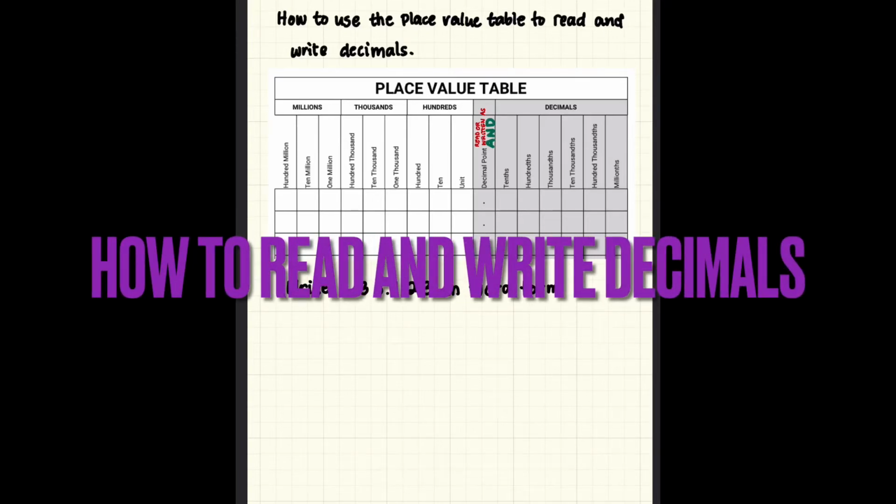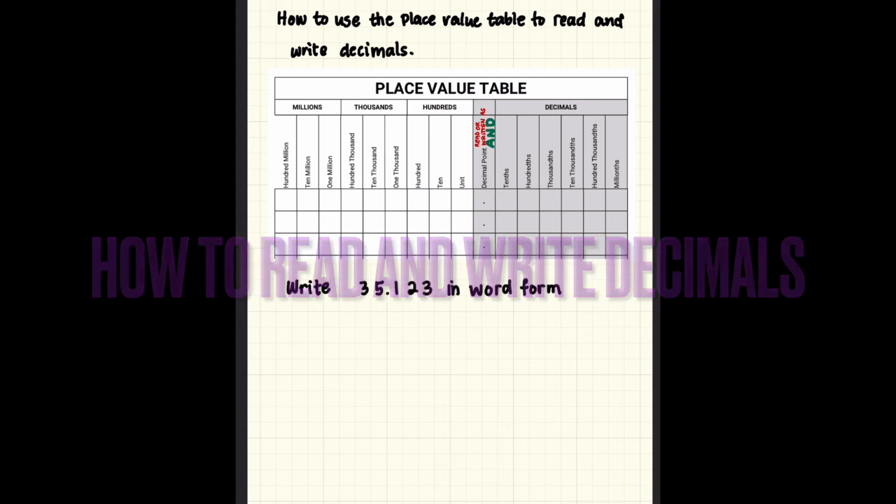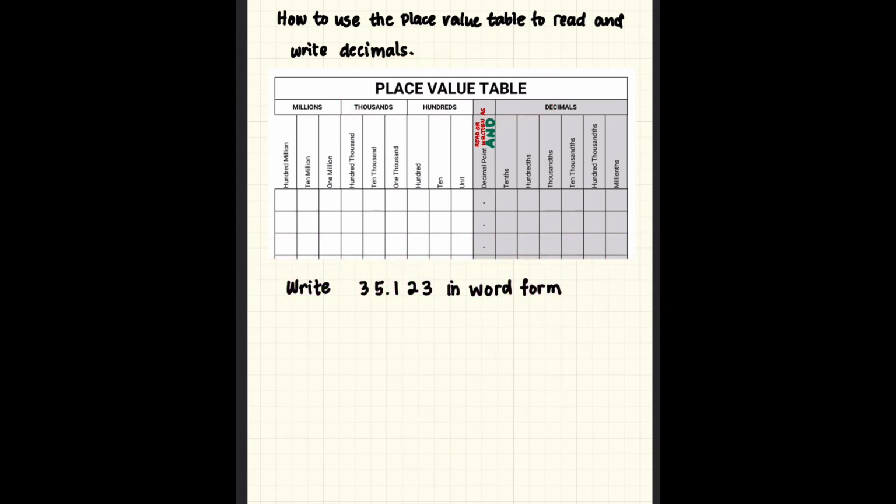Okay, here is a short tutorial on how to use the place value table to read and write decimals. So the first thing you have to do, for example, is to write the number itself, the decimal itself, in the place value table. Most of you would probably read this as 35.123. In some cases, you can do that. But since our lesson is on place value, you have to read it using the place value of the number.